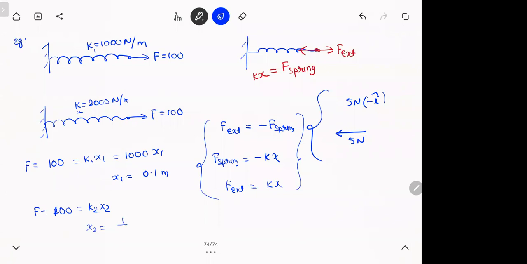X2 will be 1 by 20, or 0.05 meters. So this is what I was saying: the higher the k value, the lesser the elongation. Did you see? It is more difficult to stretch with the same force. You have to apply more force for the same elongation. So, just an example, put it down.